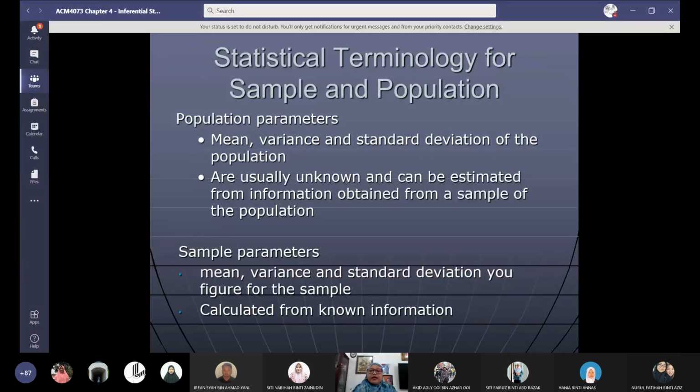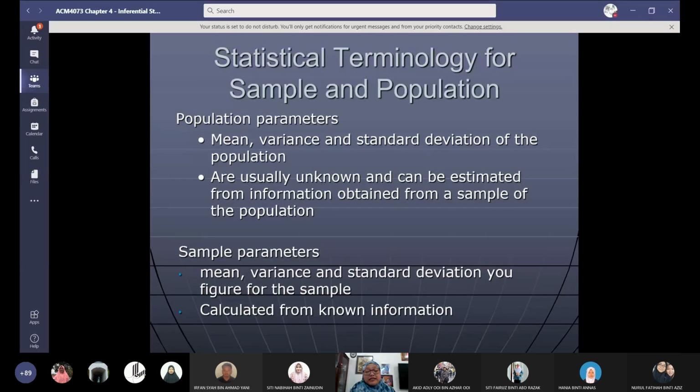Population parameters. Population parameters involve the mean, variance, and standard deviation of the population. Population parameters are usually unknown, and can be estimated from information obtained from a sample of the population. From the smaller group you are looking at, you can provide estimations of what that population looks like, based on the information you're getting from the sample.